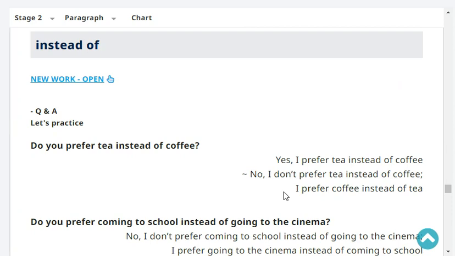Do you prefer tea instead of coffee? Yes or no? No, I don't prefer tea instead of coffee. I prefer coffee instead of tea. Very good.